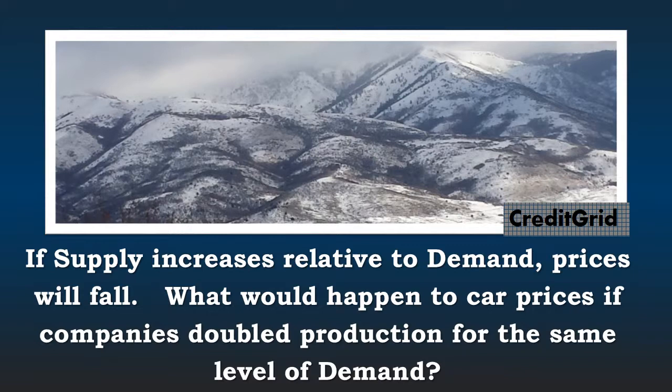On the other hand, if supply increases relative to the demand and suppliers are starting to flood the market, prices will fall. What would happen to car prices, for example, if companies all of a sudden doubled production for the same level of demand that there was in the market? Prices would plummet, and we would all be very happy. But it won't happen.